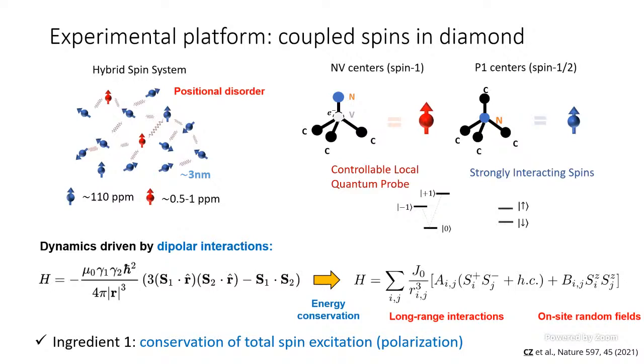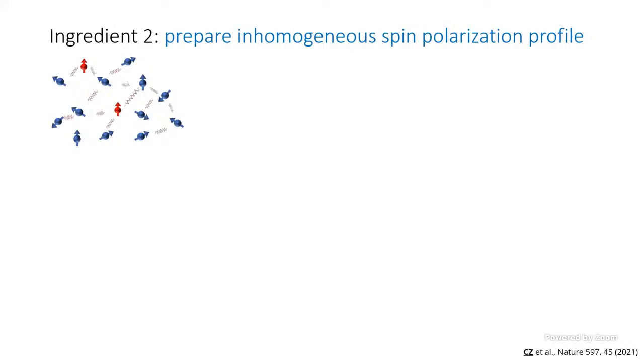Typically we're working around 500 Gauss, at some special resonance. So the second ingredient I'm going to introduce is the preparation of this. We need to have a way to prepare the inhomogeneous spin polarization profile. And it turns out that, as I mentioned, the P1 centers are dark spins, so you cannot use a laser to directly polarize them. So in order to do this, we are actually using the NV as a polarization sink or polarization source to polarize the P1 centers.